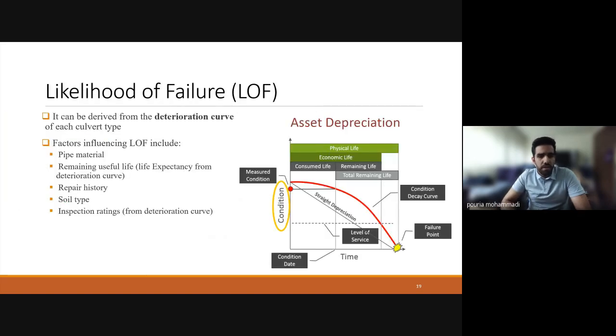So likelihood of failure is related directly to the current condition of the culvert. As the pipes age, the failure rate increases since pipes are more susceptible to erosion and abrasion. Several factors affect these parameters, such as pipe material, remaining useful life, repair history, soil type, and inspection rating. We have already established deterioration curves, and they can directly be used to approximate the likelihood of failure in different conditions.